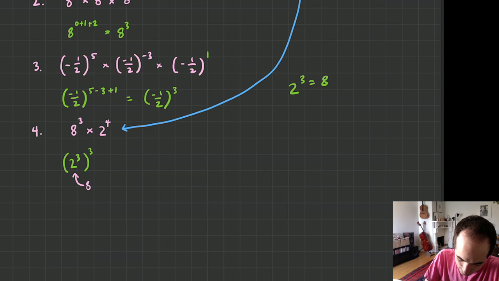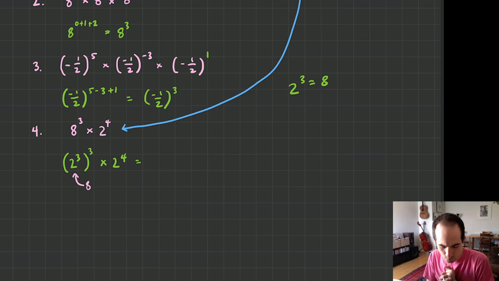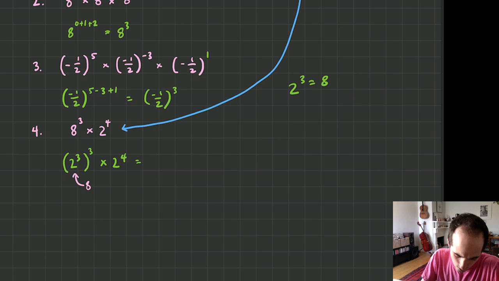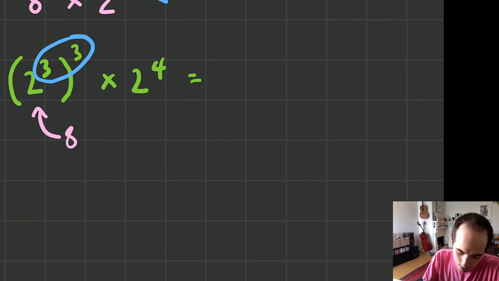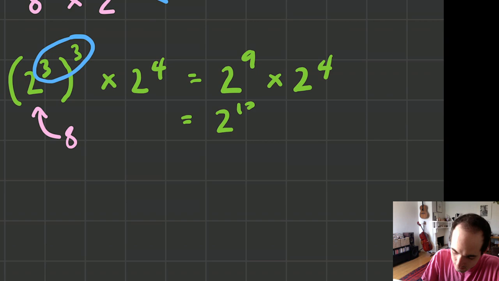And I've got that to the power of 3, and this is being multiplied by 2 to the power of 4, okay? Well, lucky for us, we have a little thing, what do we call that? The exponent of an exponent rule. So what we would do here is multiply these two exponents. These two exponents get multiplied against each other. So I've got 3 times 3 is 9. So this is 2 to the power of 9 times 2 to the power of 4. And that would be equal to 2 to the power of 13.